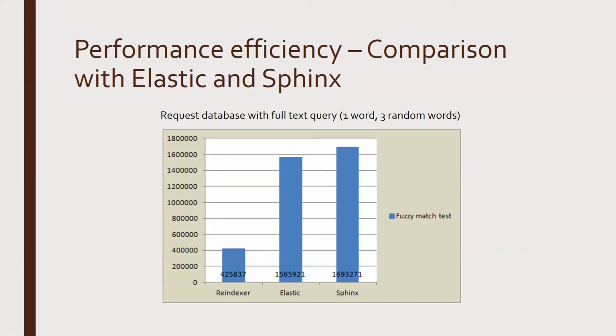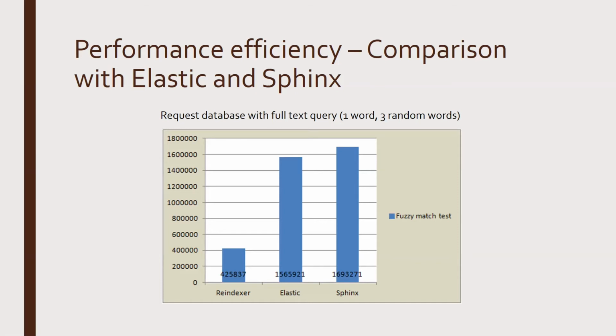On this slide, we provide fast search with complex queries. And based on this test, we made the conclusion that between Elasticsearch and Sphinx search, Reindexer was the best two.